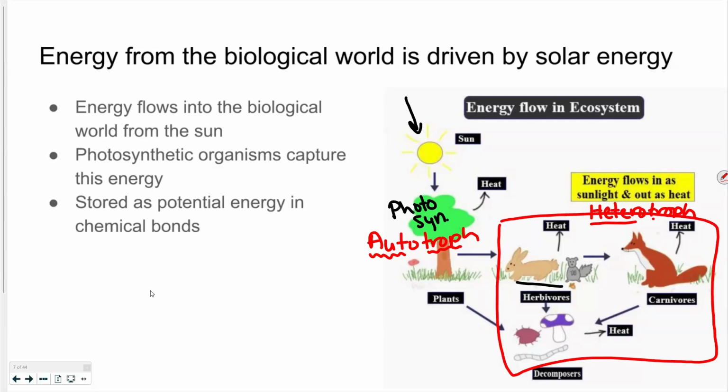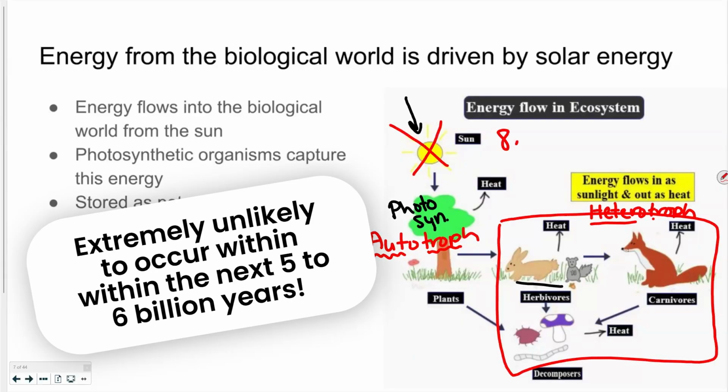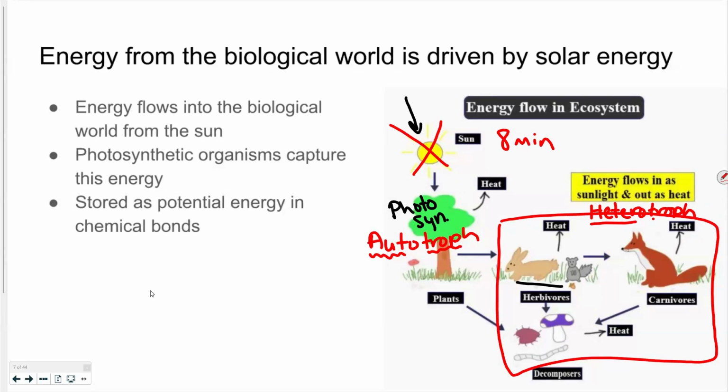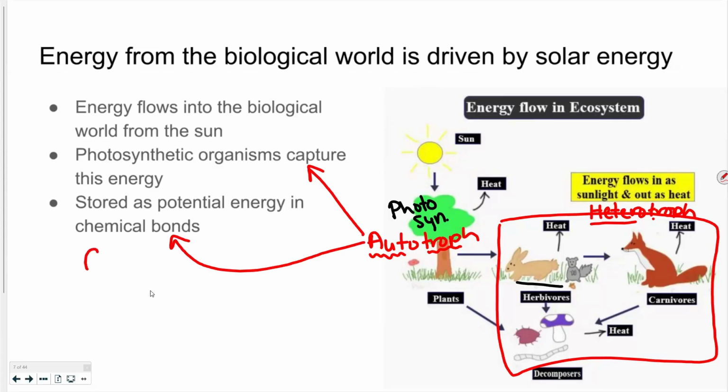Okay, but let's think about what's going on at the cellular level. If we have an event where we lose the sun, we have 8 minutes before all of the energy input into the ecosystem goes away, and our planet would die immediately, because energy travels through the ecosystem. And so if our source gets cut off, then we have a limited time to use that. Okay. So our autotrophs, our photosynthetic organisms, are going to capture that light energy, and they're going to store energy in chemical bonds in the form of glucose primarily.